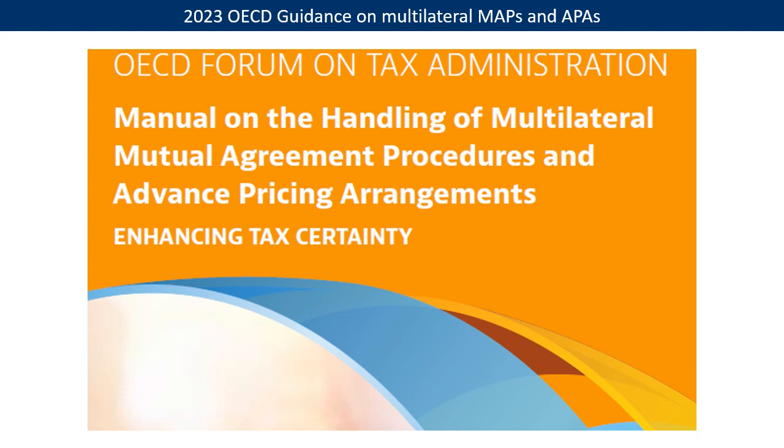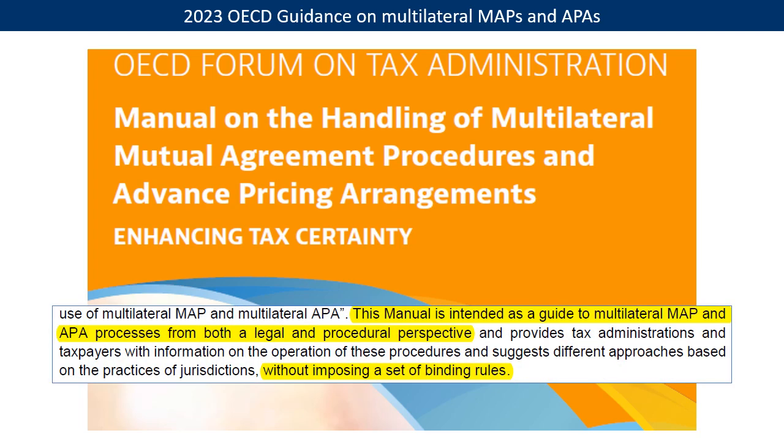What I have for you today is the OECD Forum on Tax Administration Manual on the handling of multilateral mutual agreement procedures and multilateral APAs. This came out in early 2023, and it is guidance only, right? It says in its introduction, this manual is intended as a guide to multilateral MAP and APA processes from both legal and procedural perspectives without imposing a set of binding rules. So let us see what it says.